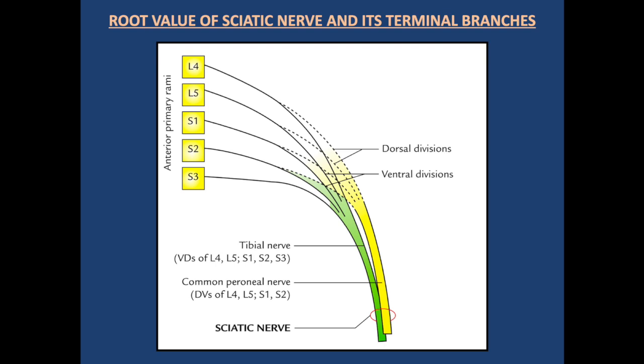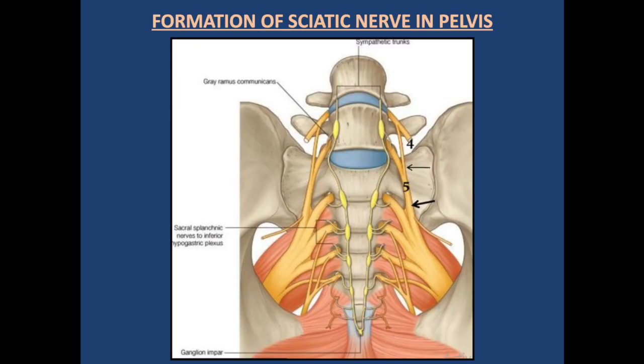This is the diagram showing the root value of the sciatic nerve and its terminal branch. In the yellow color we can see common peroneal nerve, and in the green color we can see the ventral division. It should be noted both are divisions of anterior primary rami. This is the diagram showing formation of sciatic nerve in the pelvis. In the pelvis you can see lumbar 4, 5 as the arrow indicates, and sacral 1, 2, 3 making the sciatic nerve. And there is piriformis muscle in its superficial or posterior relation to the sciatic nerve.